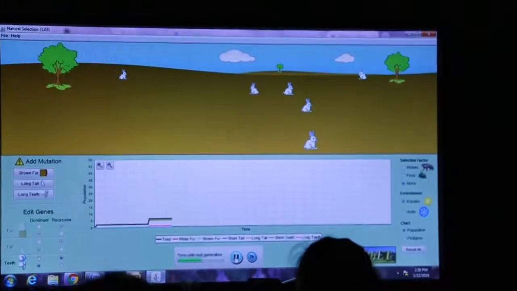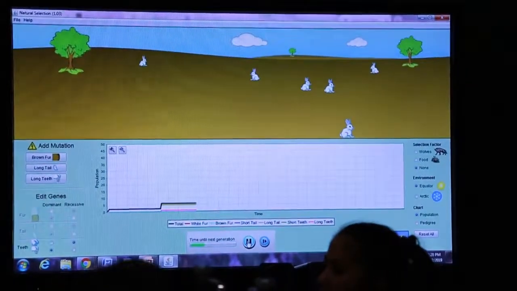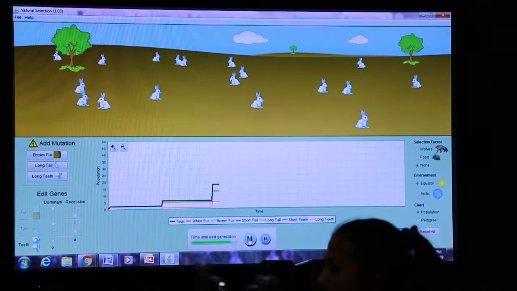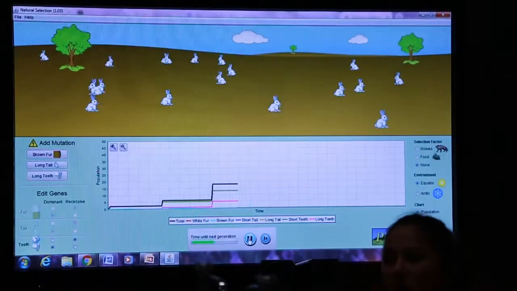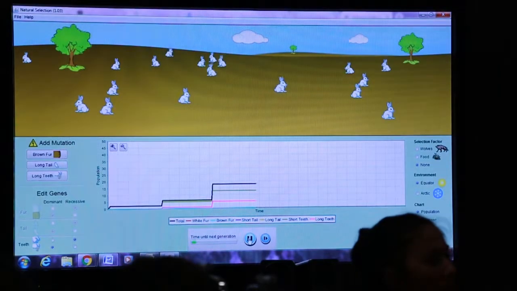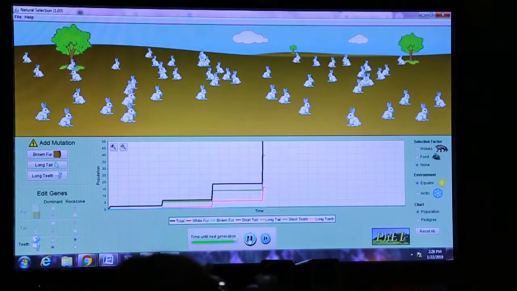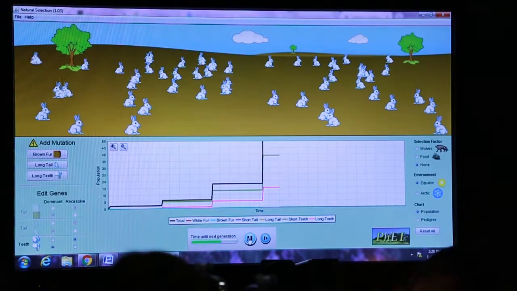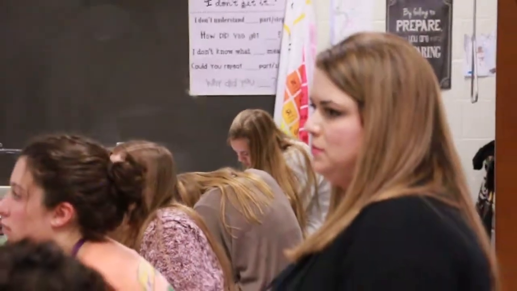So the red line is the bunnies after mutation? The red line is long teeth, actually. The pink line is long teeth. The green line that's going up right underneath the black line is our short teeth bunnies. Our short teeth are going to stay above our long teeth for a little while because we started out with more of them. Unless there's a selection pressure, those are not going to switch places. We'll always have fewer of our mutated bunnies than we do of our normal bunnies.